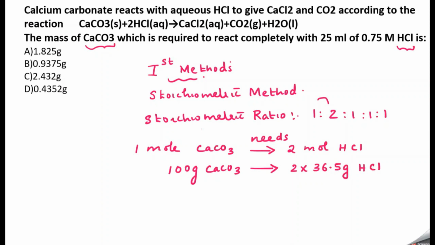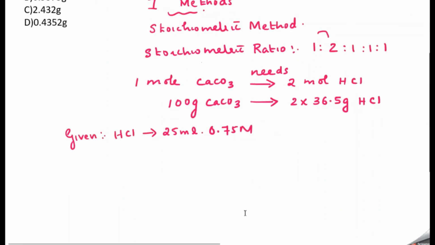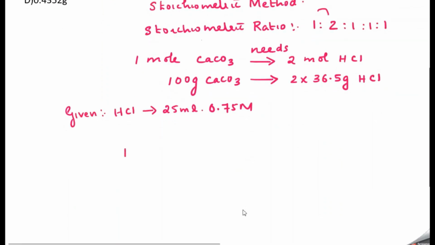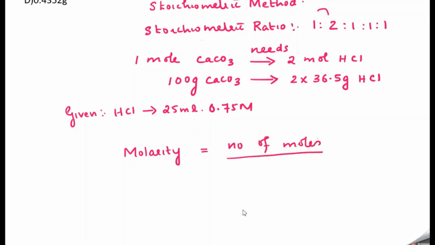Correct? Now, what is given to you? That is very important. Given to you is hydrochloric acid and its representation. They are telling it is 25 ml, 0.75 molar. So which definition do we need to apply to get the mass? We know that molarity is equal to the number of moles of the solute divided by volume. If it is in ml, you need to multiply by 1000, correct?